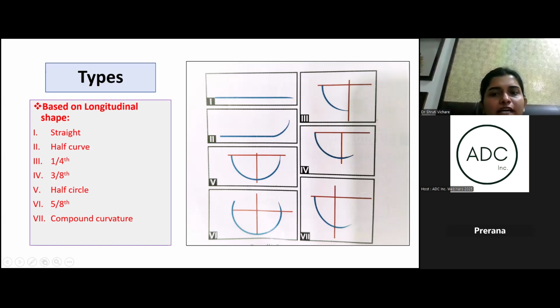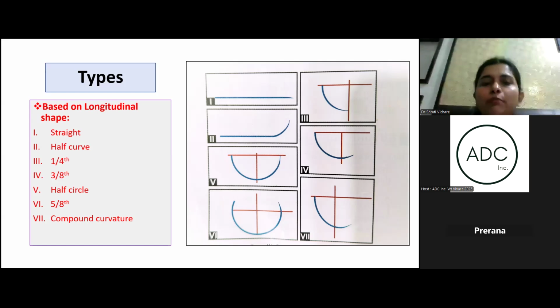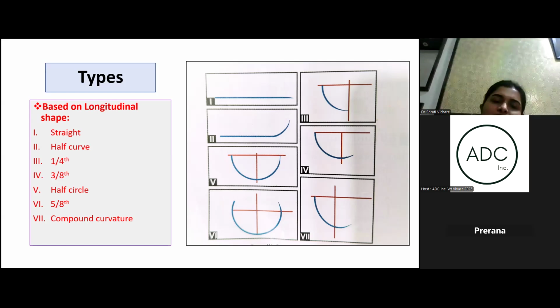Just let me wind up with the last type of needle, that is the compound curvature needle. As the name suggests, what is the meaning of compound? Compound means two or more, correct? So basically, this type of needle has two or more curvatures or curves incorporated in the design. As you can see here, there is a very smooth transition between different types of curvatures in the compound needle. This is here, the seventh one, sorry.